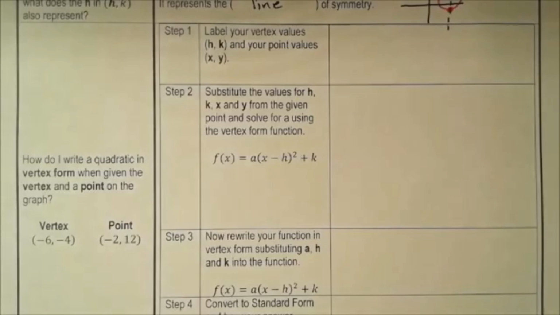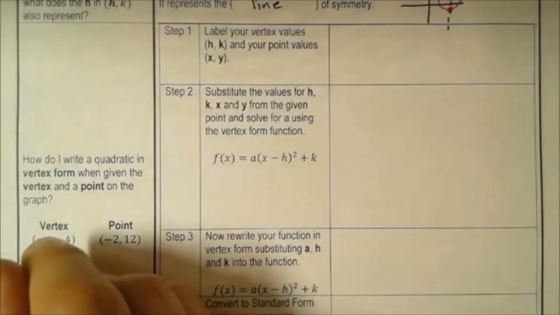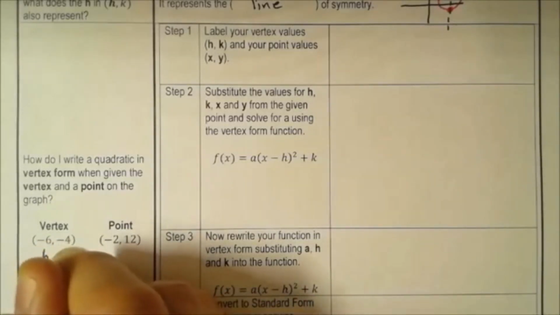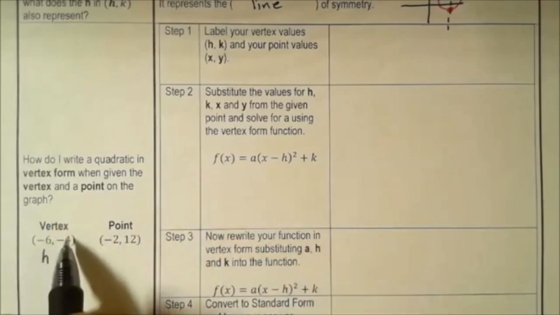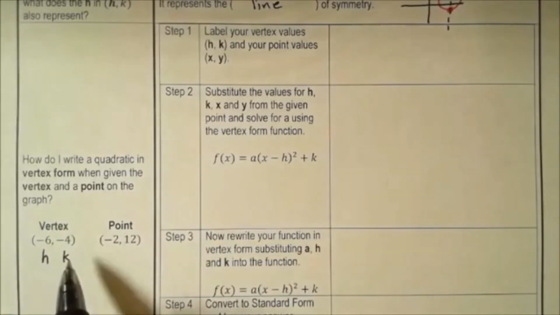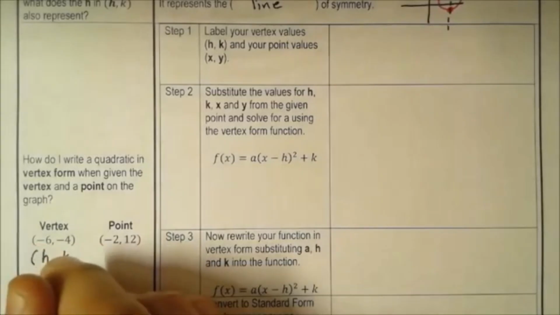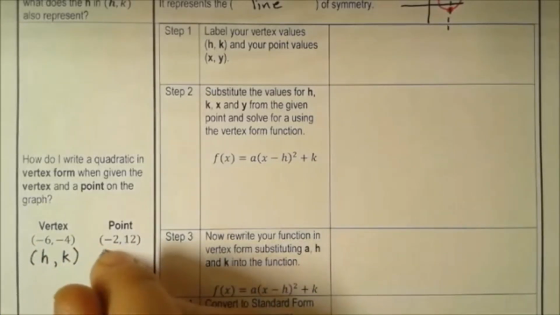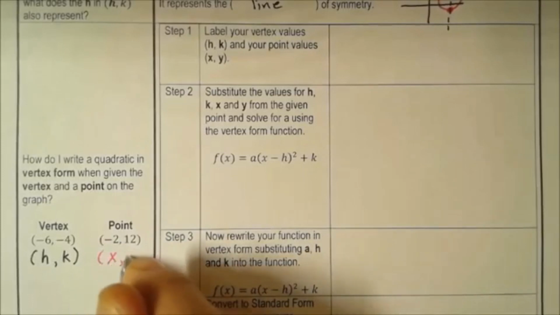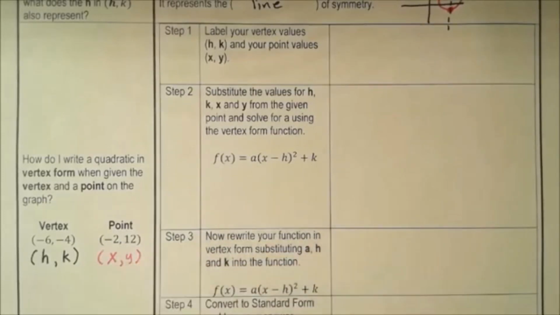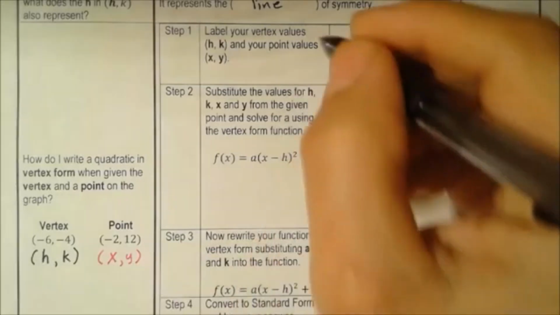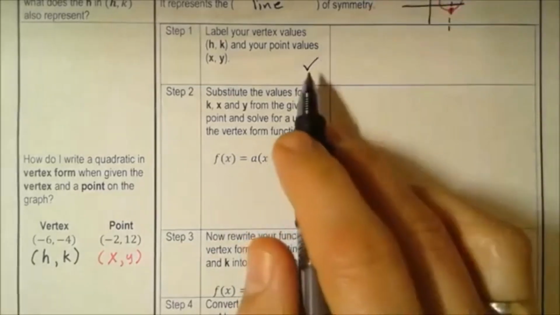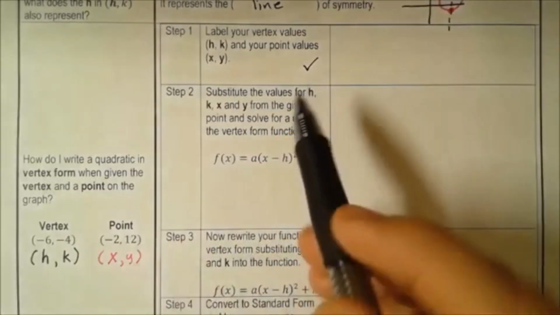Alright, so I'm going to be using a black pen for my vertex. I'm going to label h and k, just like normally that'd be x and y, but we have h and k. Imagine this is just an ordered pair. That's my vertex. And then from the point, we're going to go ahead and label it our regular x and y. So step 1 is complete. Make sure you do step 1, because if not, it will mix you up.